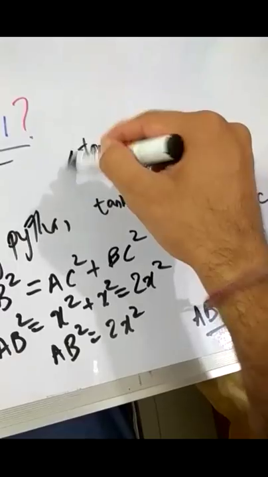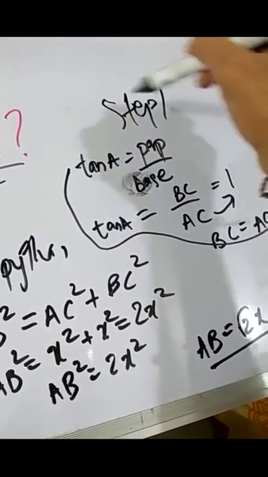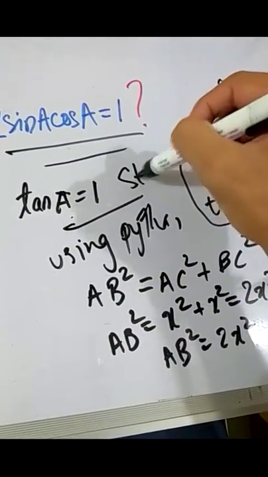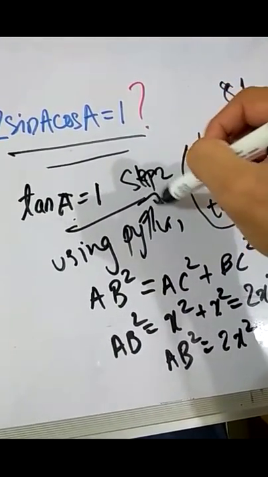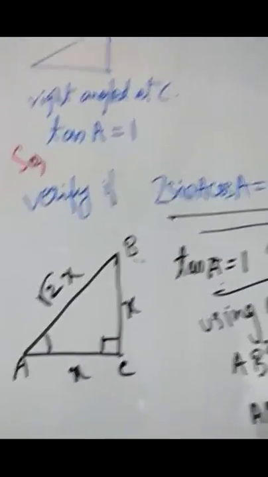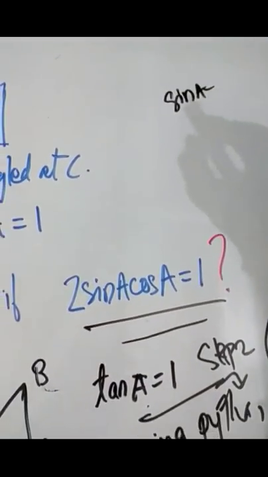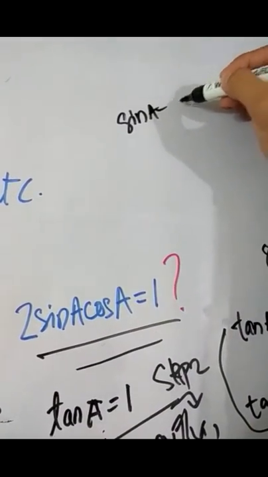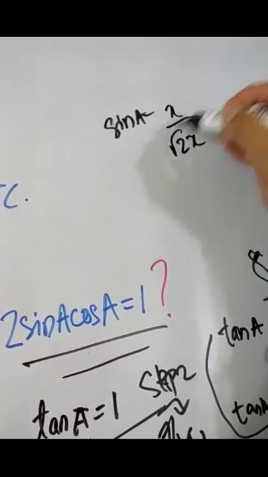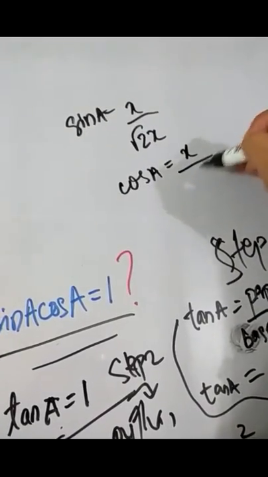This is the first step, first of all. Step 1. And here, step 2. Root 2x. Now to get all, sin A equals perpendicular upon hypotenuse. Perpendicular is x, hypotenuse is root 2x. Cos A, again base upon hypotenuse.